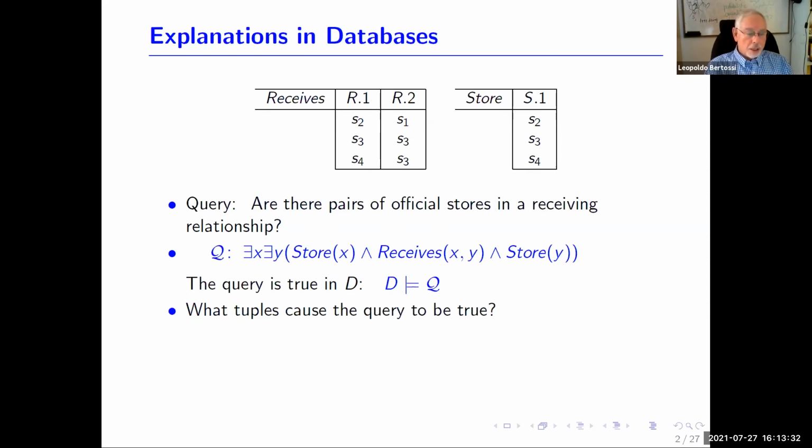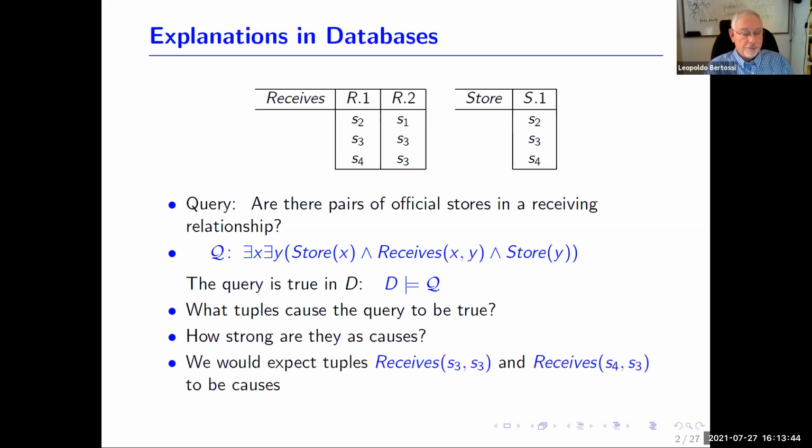Of course, it's a very simple database, but it could be a very large one, and this could be less obvious, maybe. And the related question is, how strong are they as causes if we manage to identify them? For example, we would expect tuples Receive(S3, S3), the one over here, and Receive(S4, S3) to be causes because they participate in the satisfaction of the query, because it is possible to create joins with this table over here. So in this case, we are looking for explanations for a query result, right?